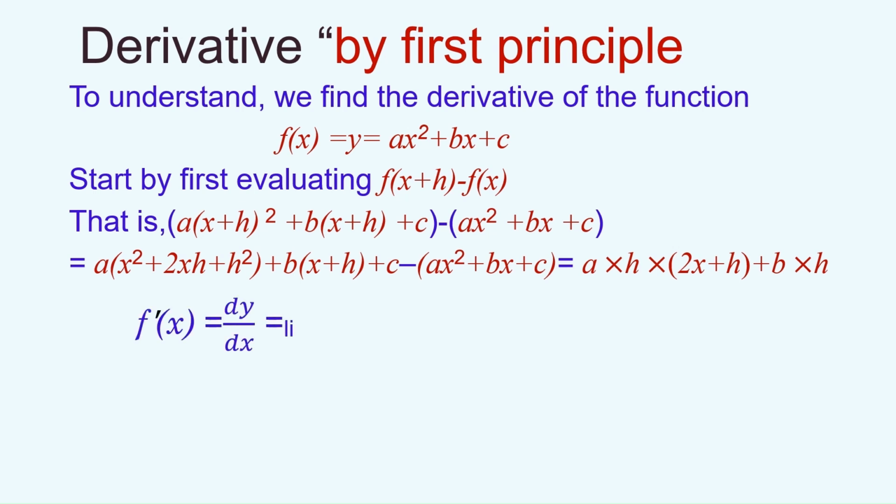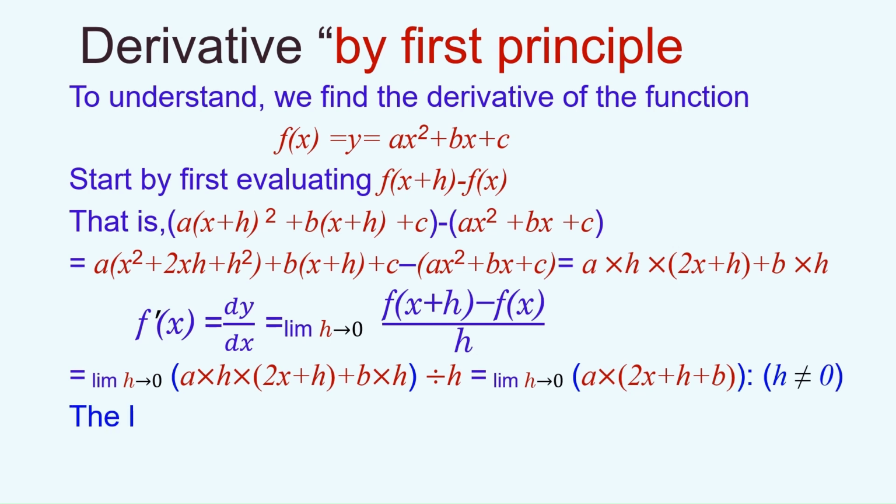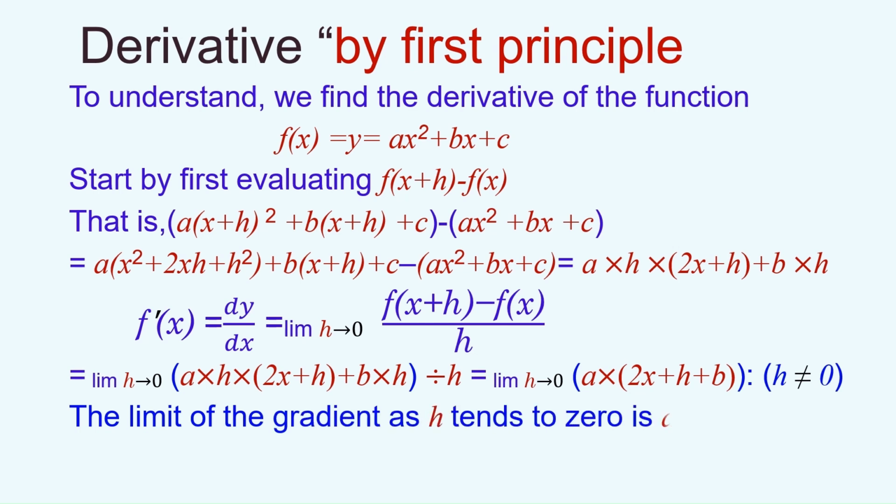f'(x) = dy/dx = limit h tends to 0, [f(x + h) - f(x)] divided by h equals limit h tends to 0, [a times h times (2x + h) + b times h] divided by h equals limit h tends to 0, a times (2x + h) + b, h not equal to 0. The limit of the gradient as h tends to 0 is 2ax + b. Therefore the derivative dy/dx equals 2ax + b.